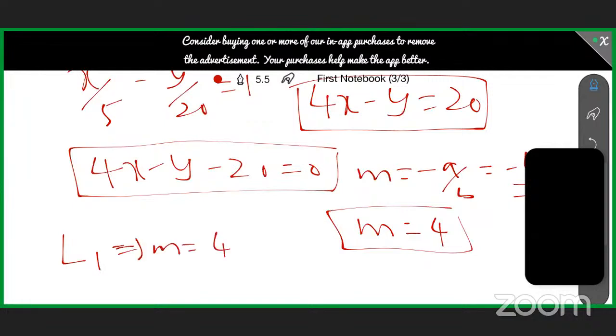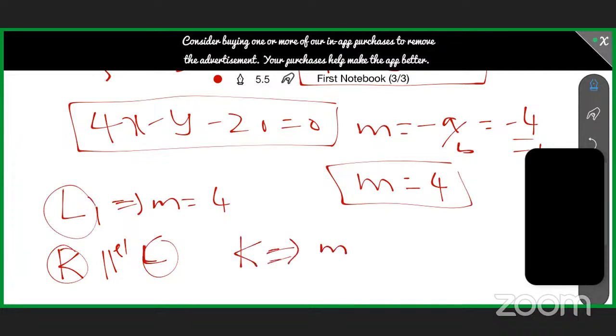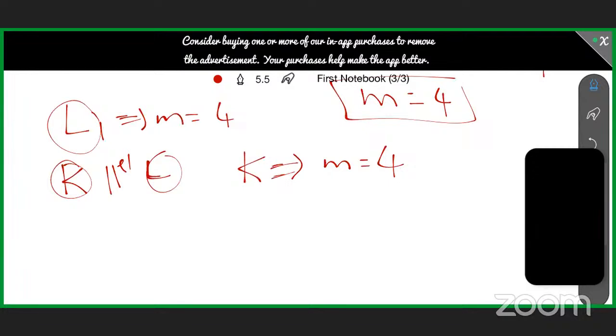What they have told: line K and line L are parallel, correct? Therefore, what is the slope of K? K slope is equal to 4, because we know that parallel line slopes are equal. That means I'll take the equation of K.